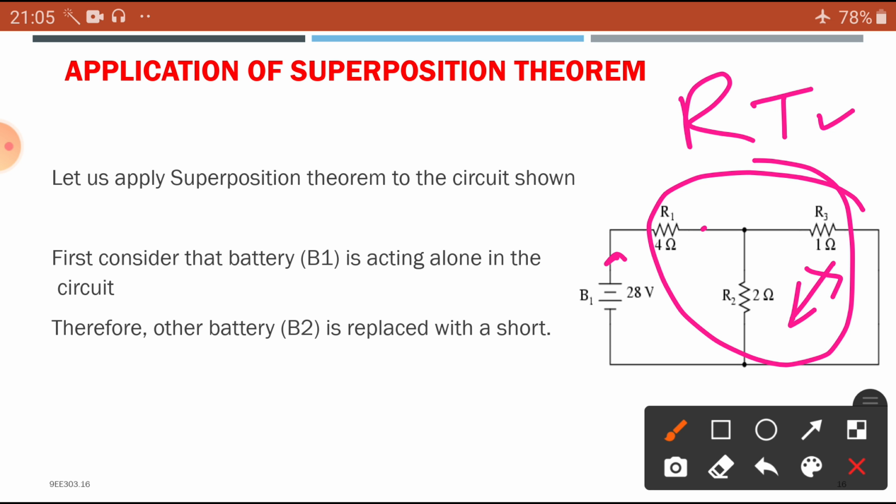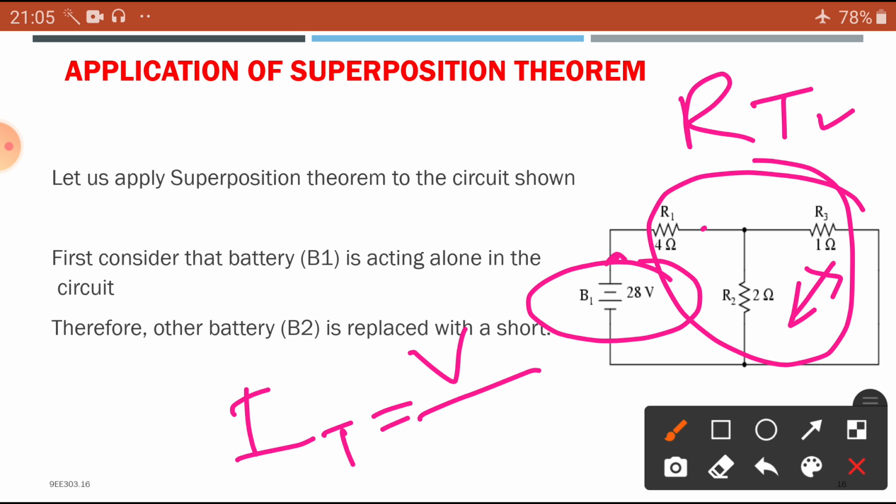Once the total resistance and the total voltage are known, I can calculate the total current from B1, that is equal to V by RT, where RT is the total resistance in the first case. Then from the total current, I am going to calculate the branch currents. These are the 3 steps.